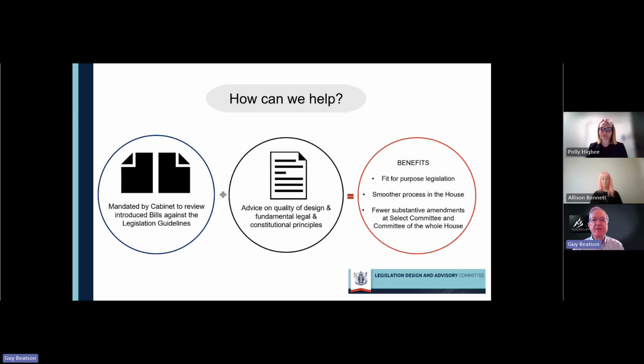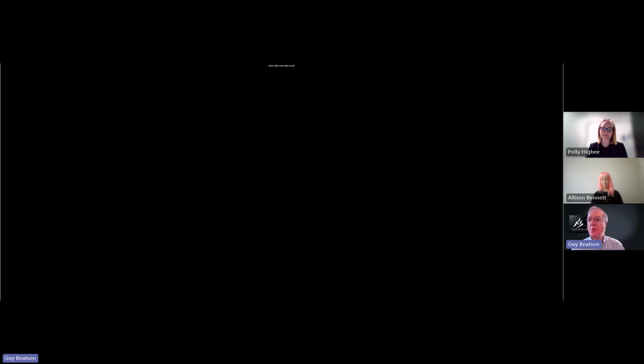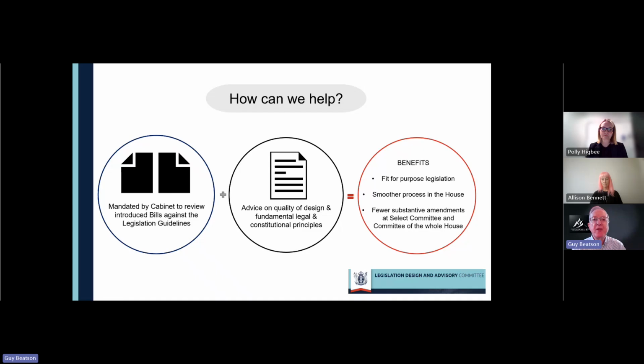This means you will not find us giving an opinion on the policy that's presented as part of the consideration with the LDAC subcommittee. It's all about the legislation itself and its design. And it's important to remember that the guidelines are just that, they're guidelines. These are not rules that must be followed, and we'll cover some of that in our webinar today as well. Our goal is to help ensure that conscious design choices are being made in legislation.